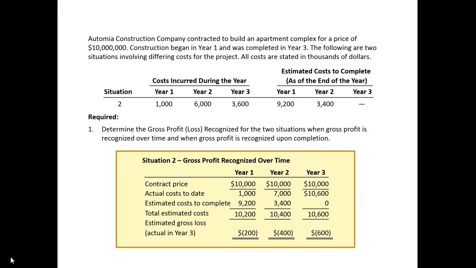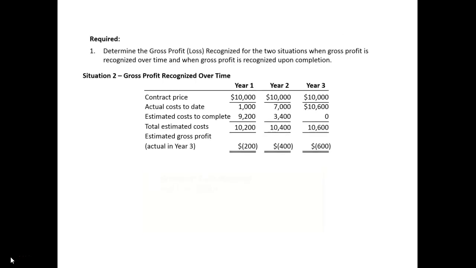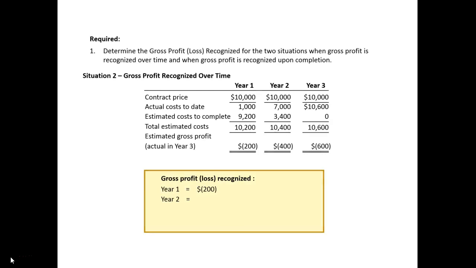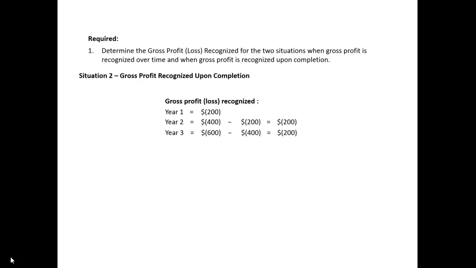In year 1, we'd have a $200,000 gross loss. In year 2, it would be $400,000. And then in year 3, we've got $600,000. The loss of year 2 would be the full amount of loss subtracted by what we already showed in losses for year 1, which gives us a remaining $200,000 loss recognized in year 2. And then also in year 3, we would take every loss that was recognized in years 1 and 2 to give us the remaining amount for year 3.